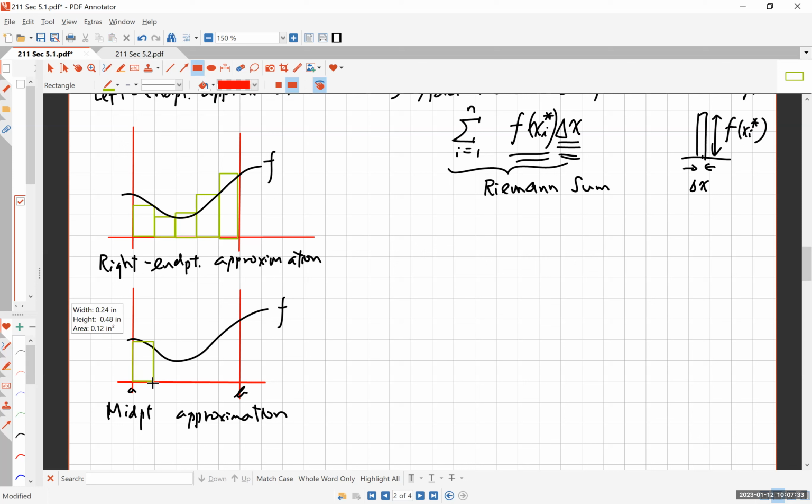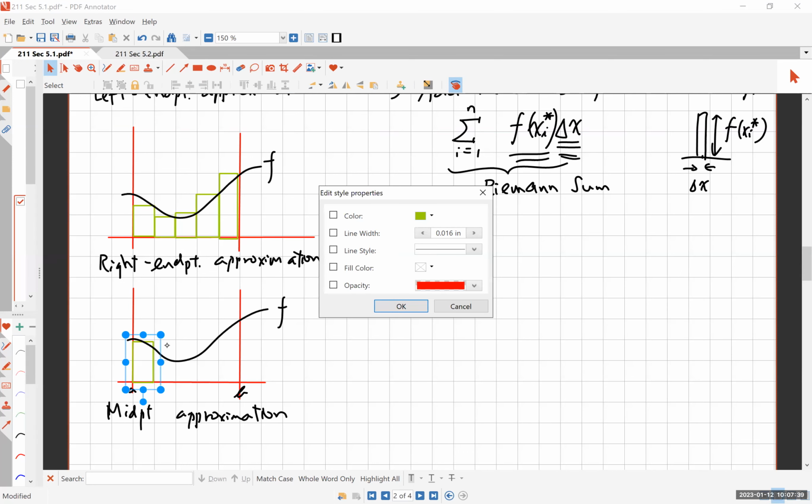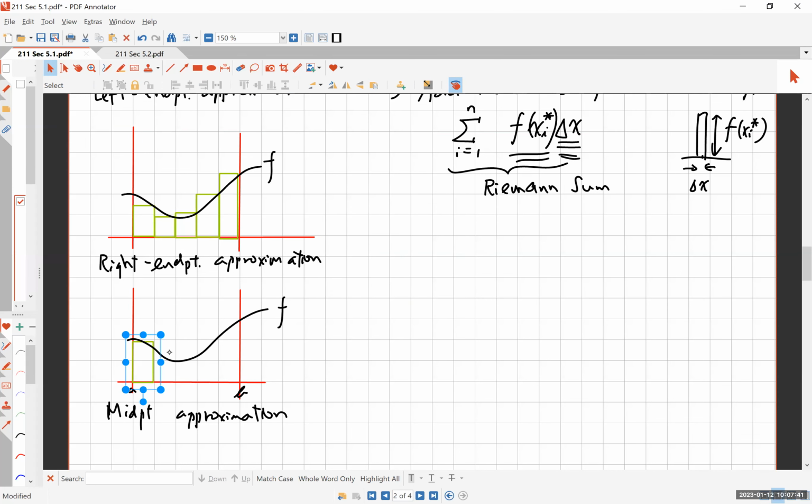My rectangle will be that. The second one, you evaluate here, so the height will be here. This is a little harder to draw. Okay, but you evaluate here, so the height will be somewhere here like that. Oh, what happened? I lost my rectangle. Yeah, so something like this for the second one.